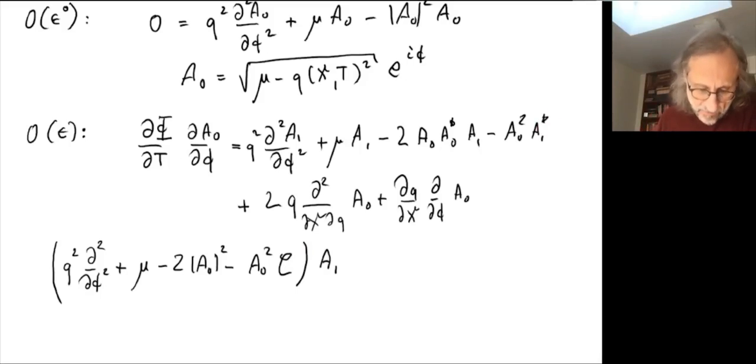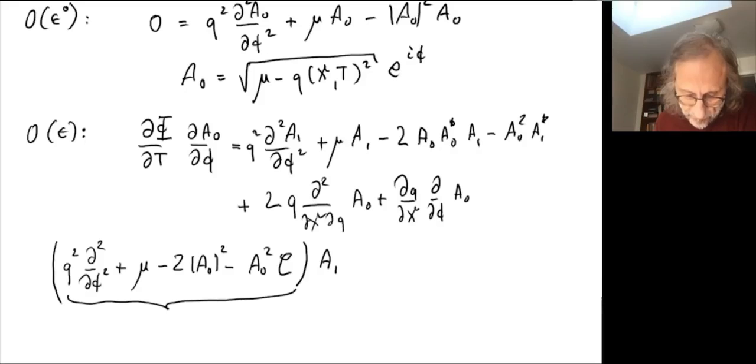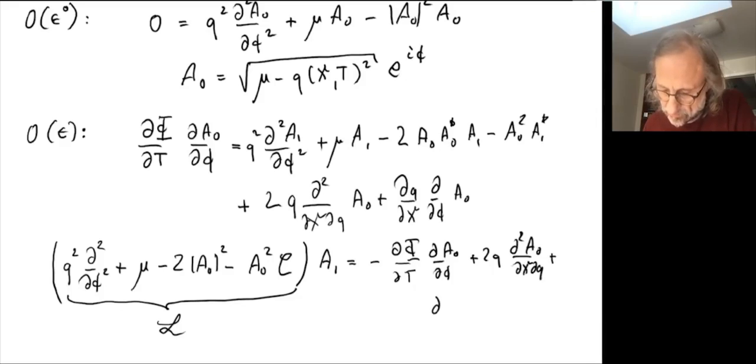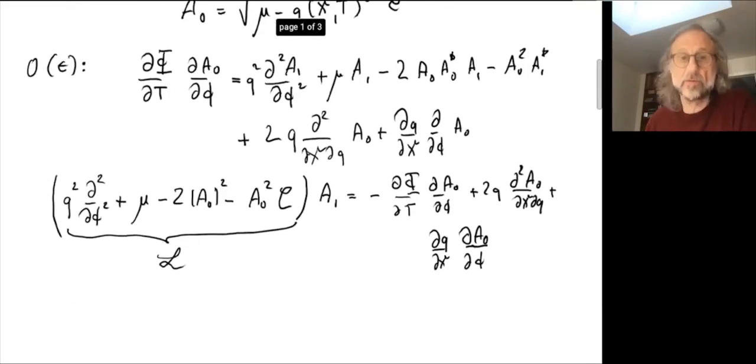And we see that this is a linear operator. Let's call it L. And on the right-hand side, we have an inhomogeneous term, which is minus d capital Phi by dt, dA0 by dφ, plus 2q second derivative of A0 with respect to x and q, and derivative of q with respect to x times dA0 by dφ. Okay, so that's the equation we get at order epsilon.